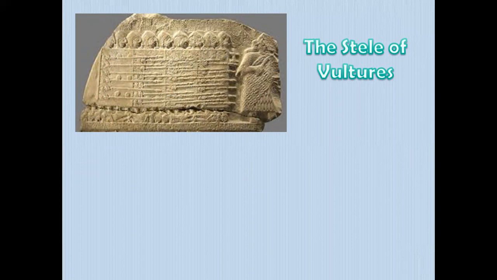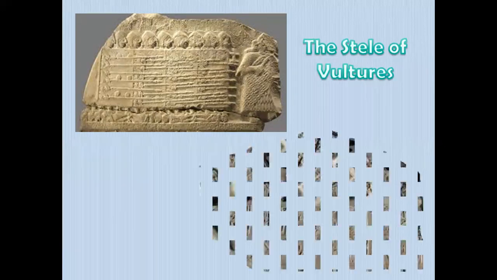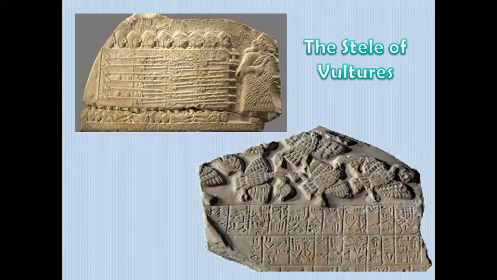The picture shows a forward marching file of soldiers holding shields and spears, and you can see the general in the front. The stele of vultures was erected by the city of Lagash to commemorate its victory. You can see them celebrating in battle gear. The stele's name relates to the vultures depicted in one of these scenes. The whole stela is not there right now, but you have fragments of the same.